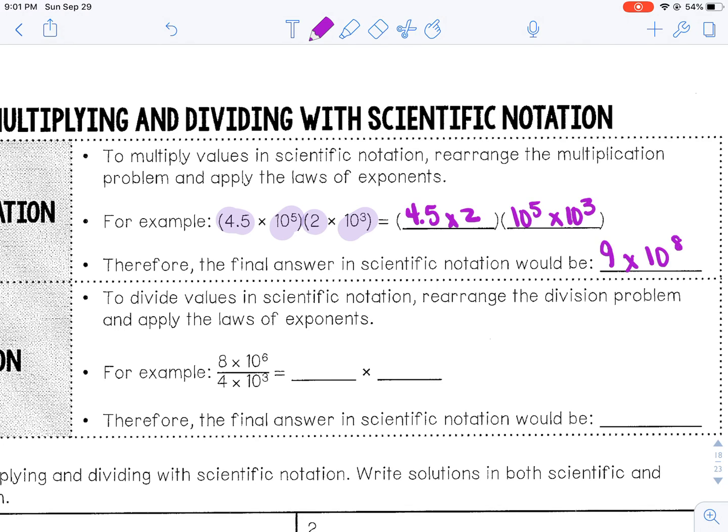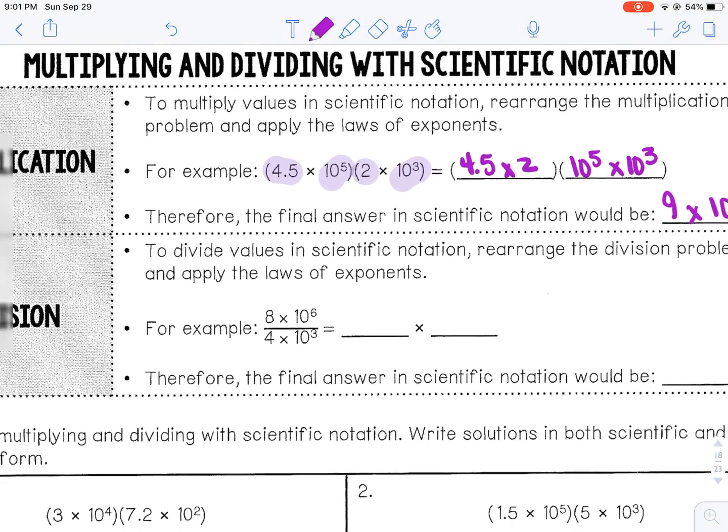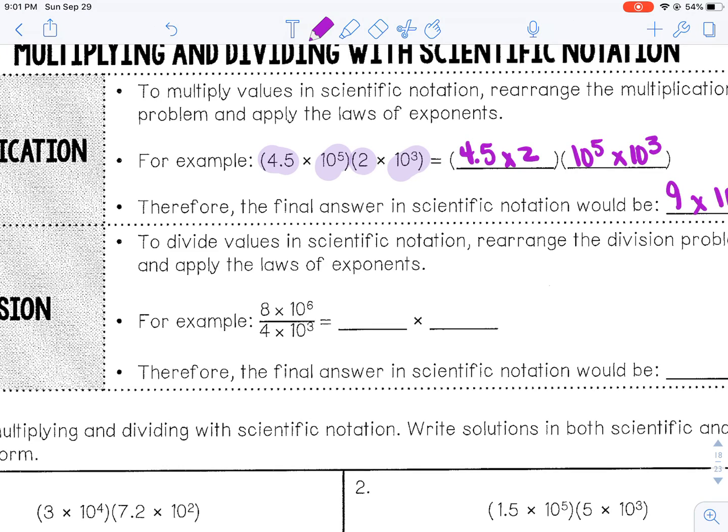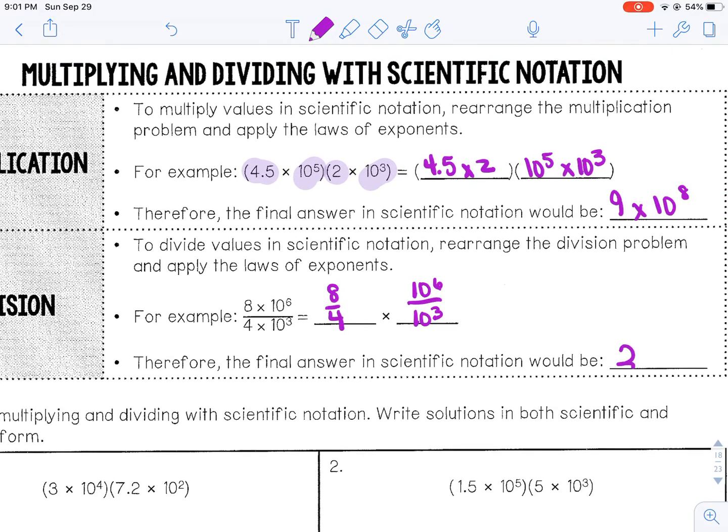Okay, we're going to do the same thing with the regrouping to divide in scientific notation. So I'm going to group the 8 and the 4 together, so 8 divided by 4, and then 10 to the 6th power divided by 10 to the 3rd power. Okay, 8 divided by 4 is 2, times 10 to the 6th power over 10 to the 3rd. Hopefully you remember the rules of exponents, when the bases are the same, we subtract those exponents, so that's going to be 10 to the 3rd power.